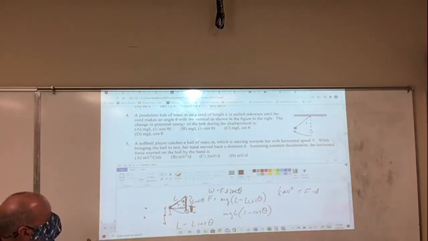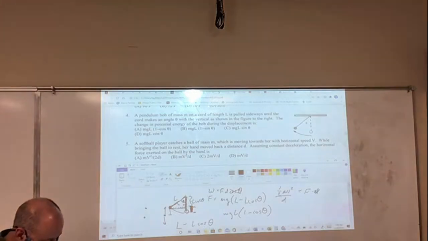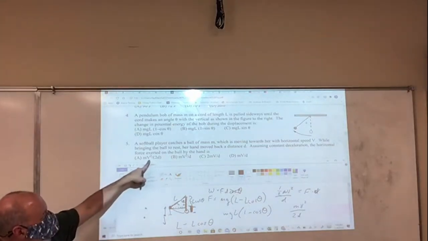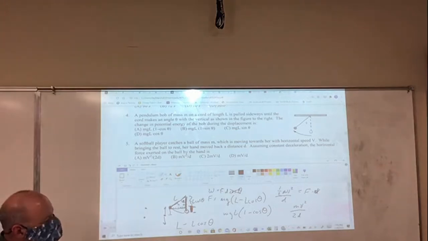to help us find out something here. And we want to know what the force is, so all we have to do is divide 1/2 mv squared by d, and that would be mv squared over 2d. Is that one of our answers? Does that make sense? Yes.